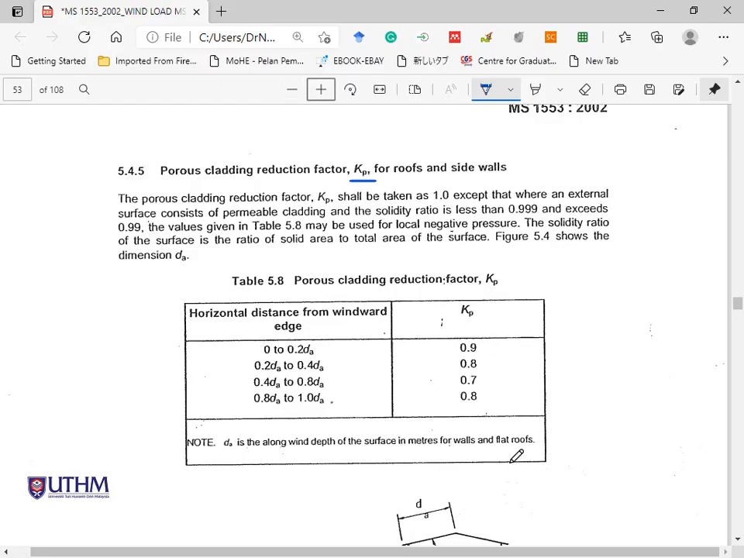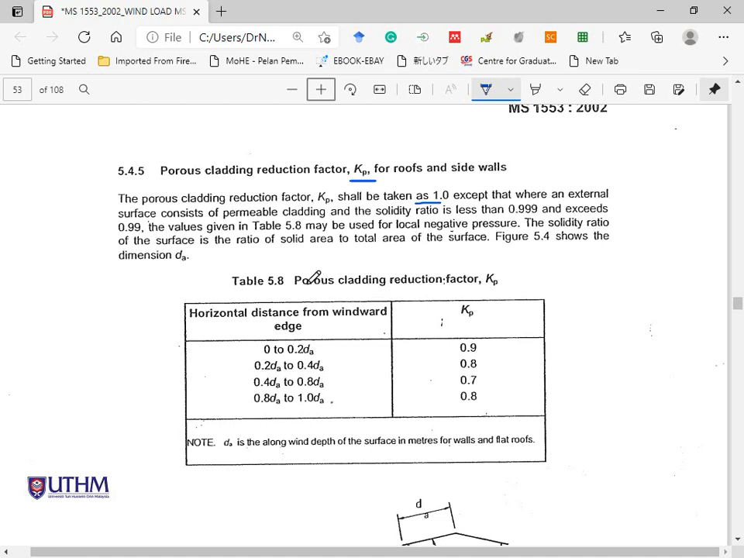Before we go to the dynamic, the C dynamic, this is the Kp, the porous cladding reduction factor, based on table 5.8. The porous cladding factor shall be taken as 1, except where an external surface consists of permeable cladding. Permeable cladding maksudnya kat sini adalah surface that allows material like liquid or gases to pass through, in our case air, whether carbon dioxide or other chemicals, either in or out. So that is the permeable definition.